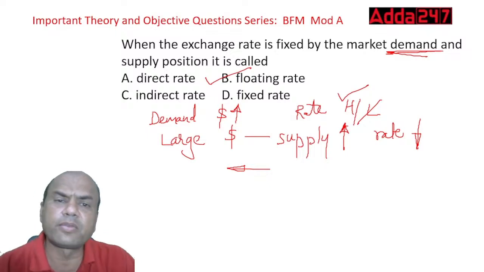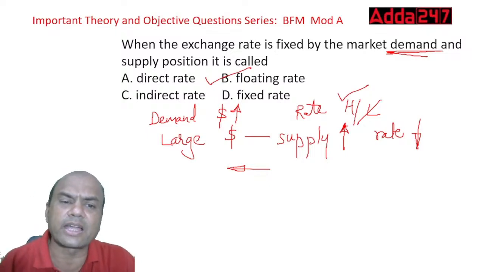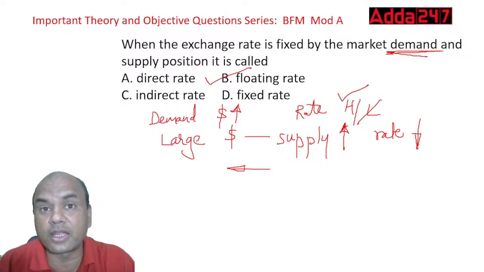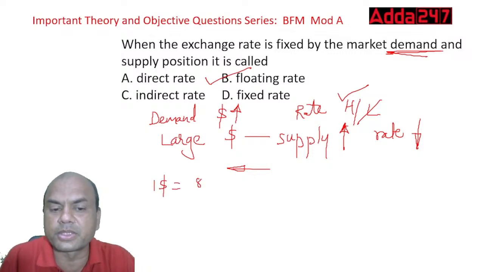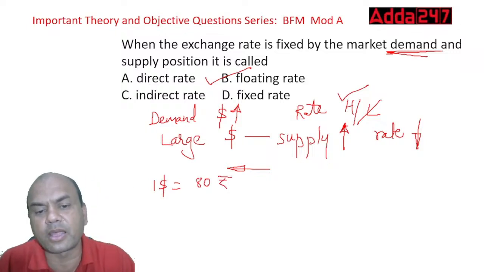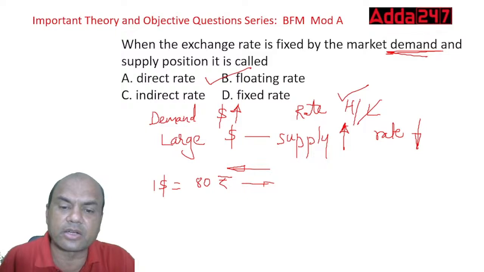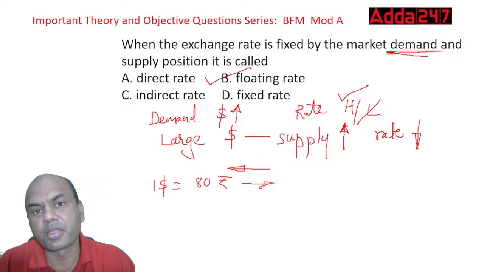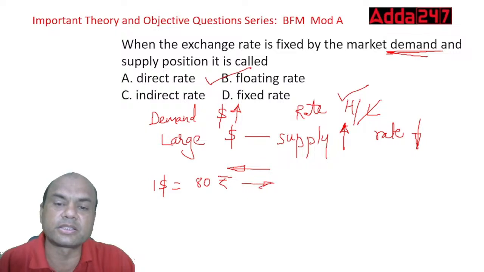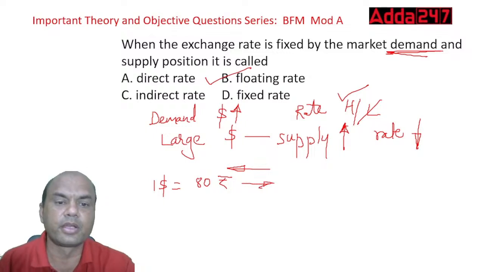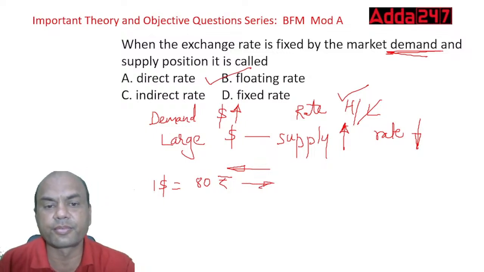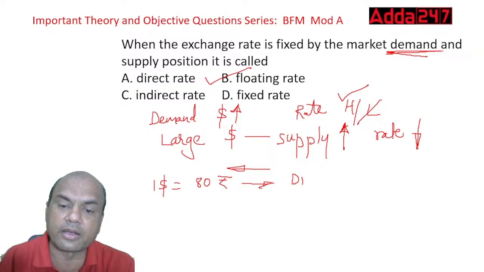Remember, fixed and floating, these are the two main rates. What is this direct and indirect? Direct and indirect rates are also there. What do we use in India? So if I say $1 equals 80 rupees, what is this now? Is this a direct rate or indirect rate? Type in the comment section. Give me the answer. Direct or indirect? What do you say, guys? It is called as direct rate. Direct.